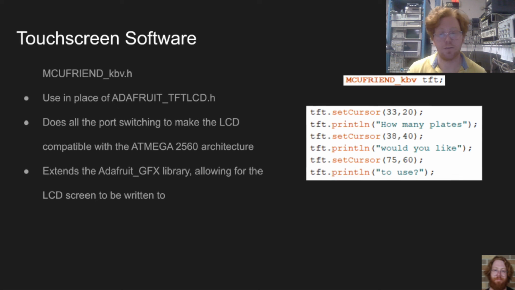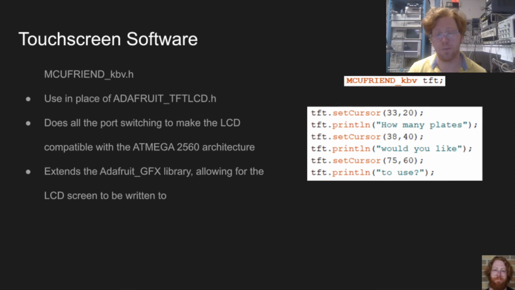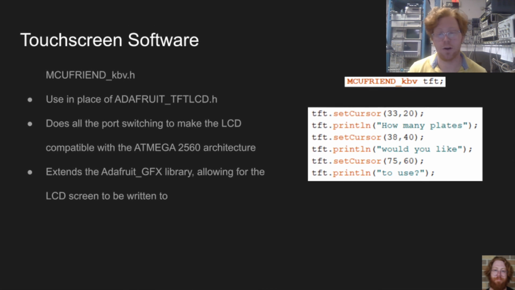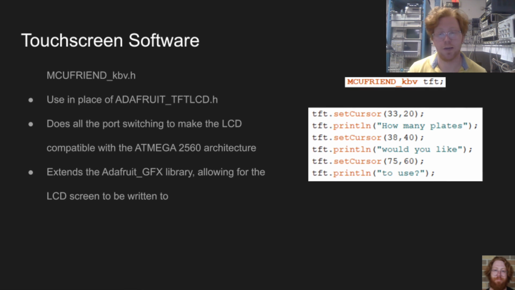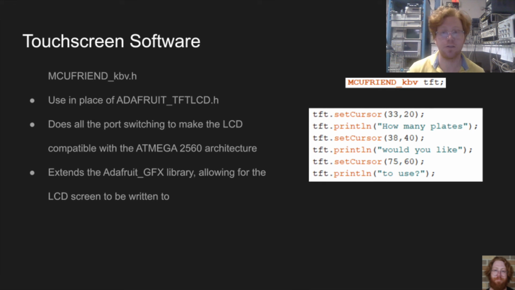Originally, we were using the Adafruit TFT LCD library, but due to hardware compatibility issues, we had to switch. The two libraries are nearly identical, except that the MCU Friend library does port switching to the Atmega 2560 port setup for us.